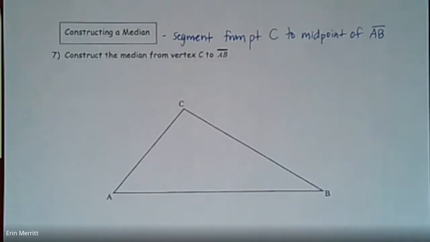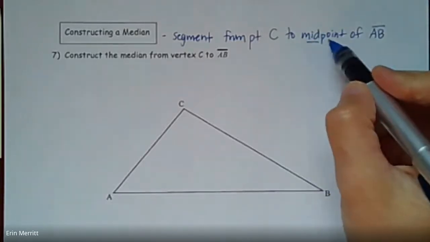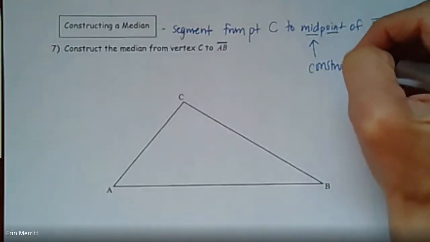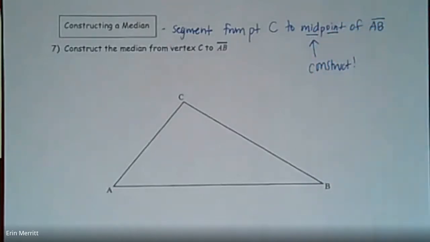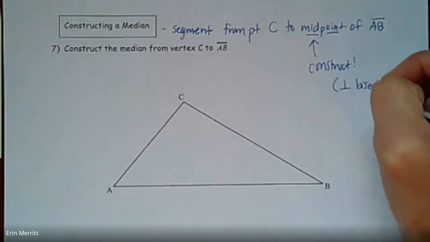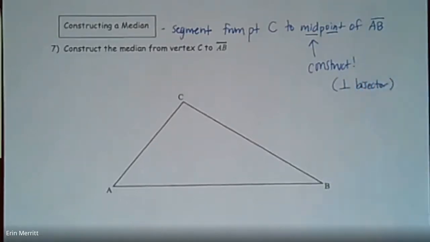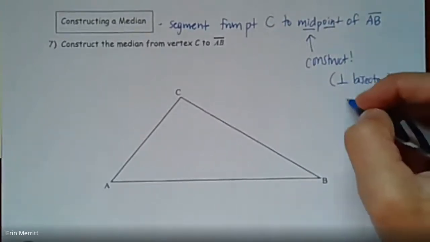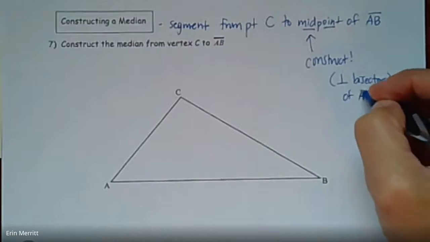So what does that mean? This one's a little different. It means you actually need to construct the midpoint. So this is the part that we need to construct first. None of the constructions we've done so far said construct midpoint, but what we have done is construct a perpendicular bisector. And if we can bisect something, that's the same as locating the midpoint. So that's what we're going to do. We're going to do the perpendicular bisector of segment AB.